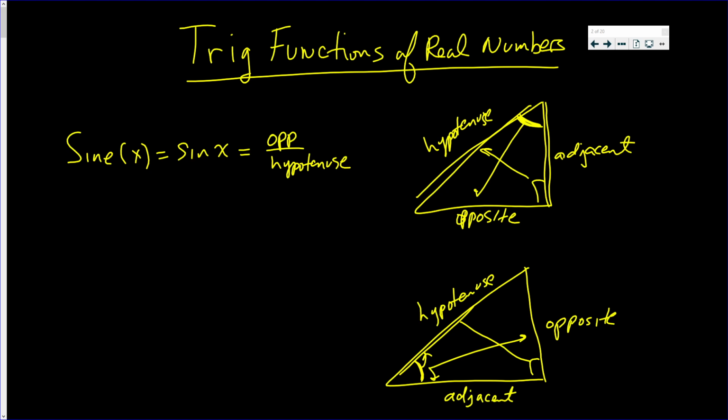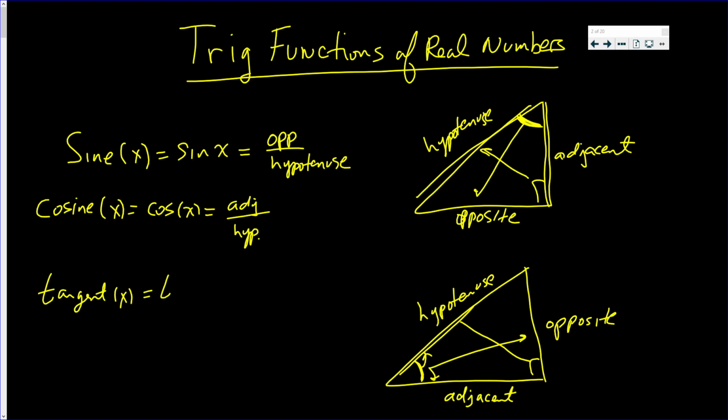Now, the next trig function is the cosine function. The cosine of x, which is abbreviated cos of x, is the adjacent side divided by the hypotenuse. The tangent of x, which is abbreviated tan of x, by definition is the opposite of the angle x divided by the adjacent side to x.